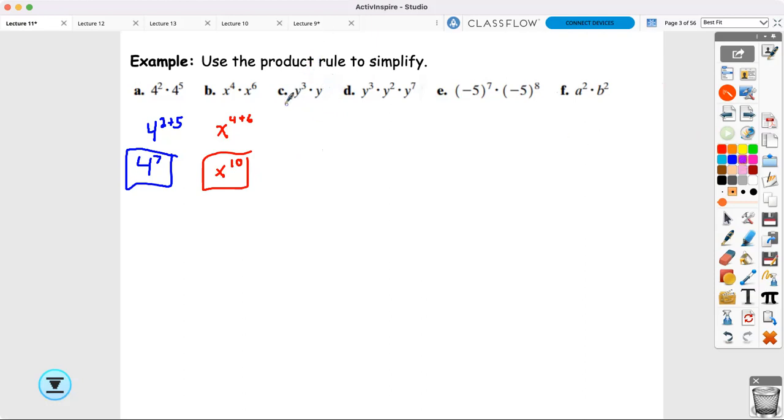Now look at the C. y cubed times y. There's an invisible 1. So then we get y to the 3 plus 1, which gives us y to the 4th power.